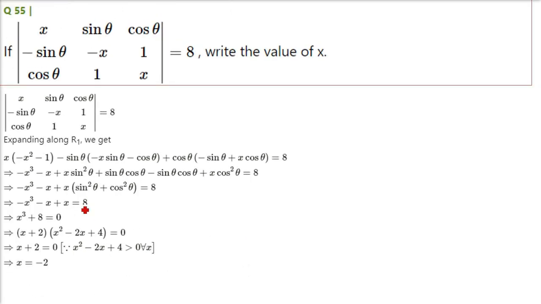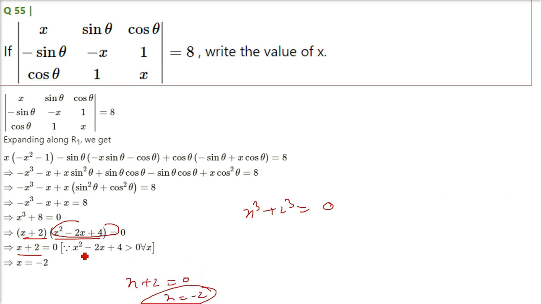So x cube plus 8, what does it mean? We will use the formula of a cube plus b cube, x cube plus 2 cube. So a cube plus b cube is a plus b, a square plus b square minus ab. Now you see here, the multiple of these two equals 0. So either x plus 2 is 0 or x square minus 2x plus 4 equals 0. But x square minus 2x plus 4, whatever value you apply here, it will not be 0, it will always be greater than 0 actually. So only x plus 2 can be 0. So x will be equal to minus 2.